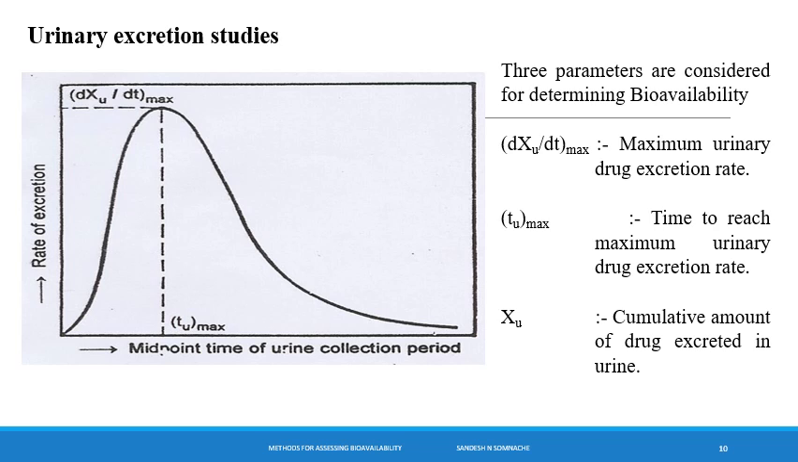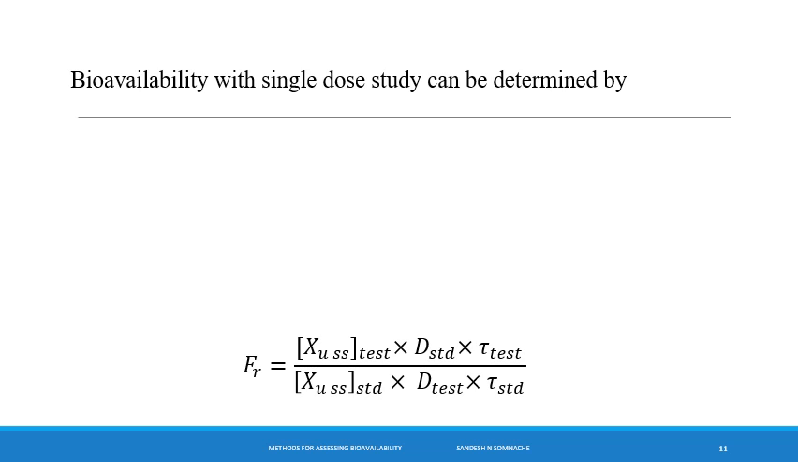These are some limitations. Now by plotting the graph, we will get three important parameters. One is dXu/dt max, that is the maximum urinary drug excretion rate. Then tu max, that is the time to reach the maximum drug excretion rate, and Xu, that is the cumulative amount of drug excreted in urine.